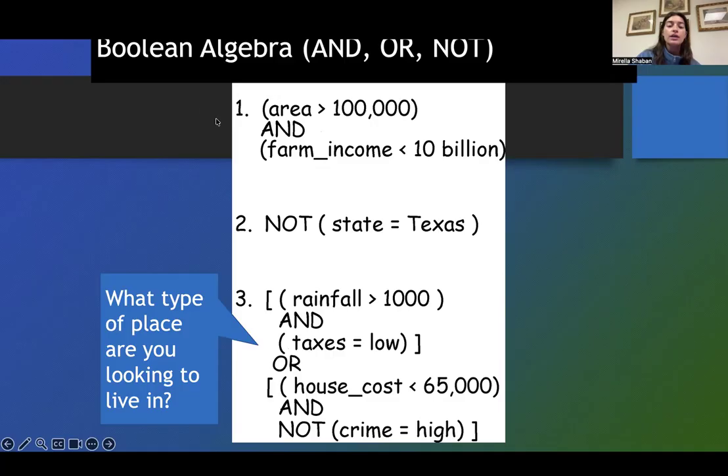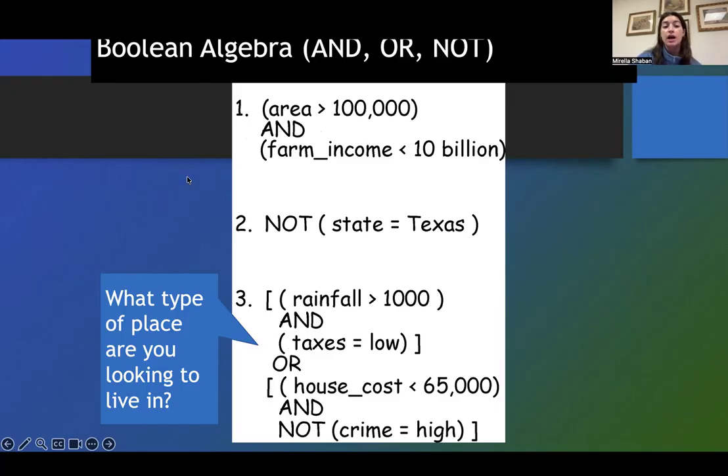If I want an area that has an area greater than 100,000, whatever our unit is, so area is greater than 100,000 and the farm income is less than 10 billion, I can use set algebra to kind of designate between my numbers here. And I can use Boolean algebra to say I need both of these qualities to be confirmed to have an output.